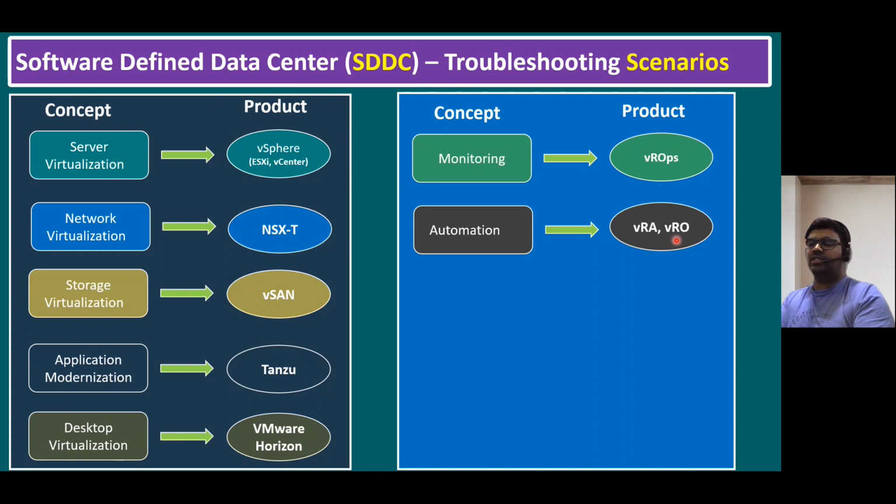vRA and vRO. An example is virtual machine provisioning. Normally, every time we are provisioning virtual machines, whenever the customer gets a new project, he will ask us to prepare 10 VMs or 20 virtual machines.